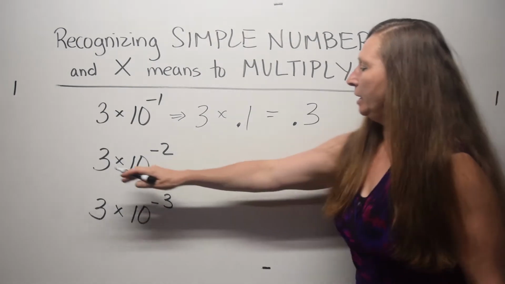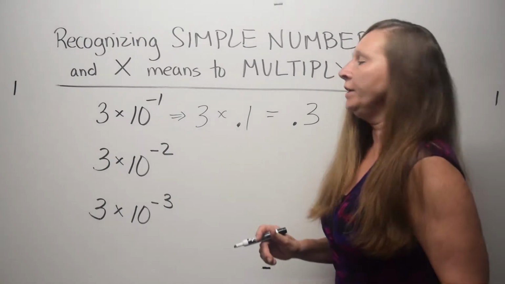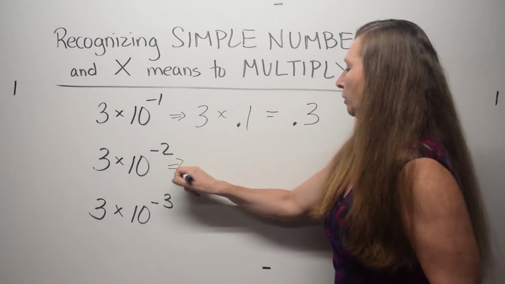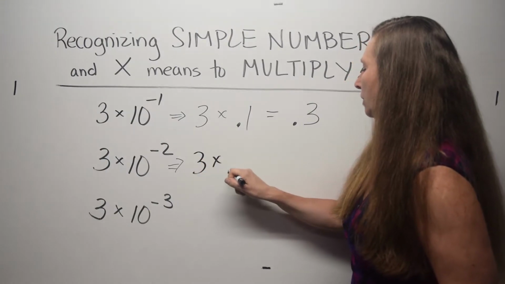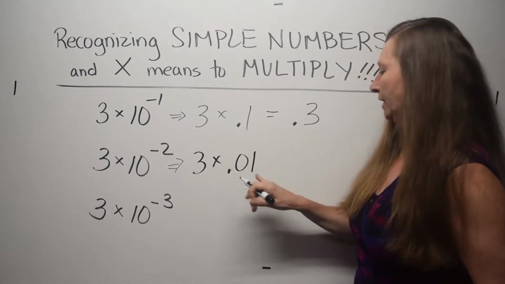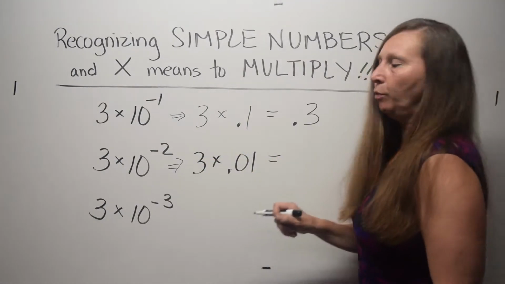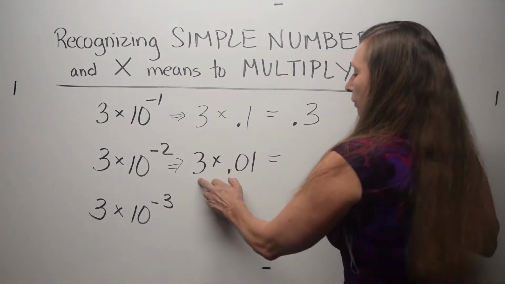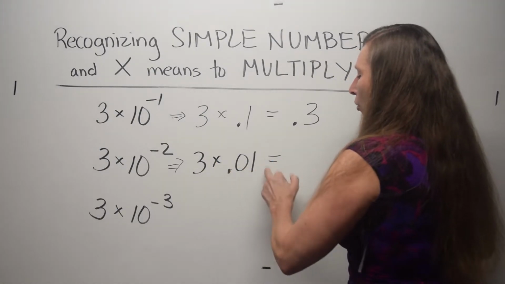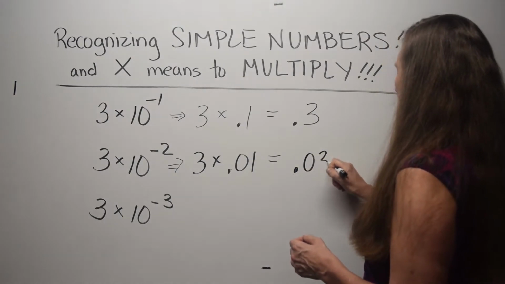All right, now here we have 3 times 10 to the negative 2. 10 to the negative 2 is 1/100th. Let's see what 1/100th looks like. All right, 3 times 0.01. That's 1/100th. What's that going to look like? 3 times 0.01. Now you can do this on your calculator. You can literally plug in 3 times 0.01. See what you get. You're going to get 0.03.